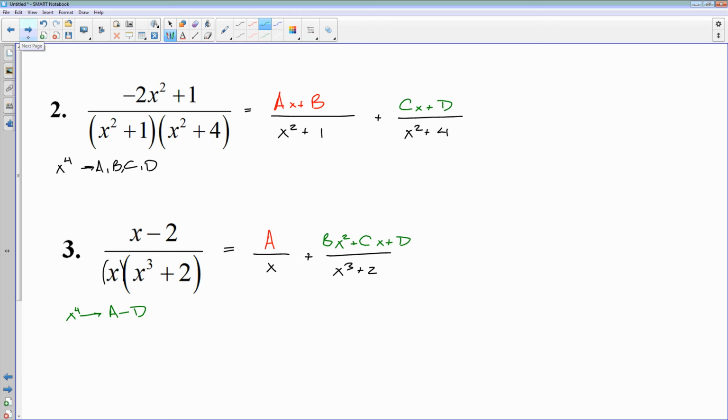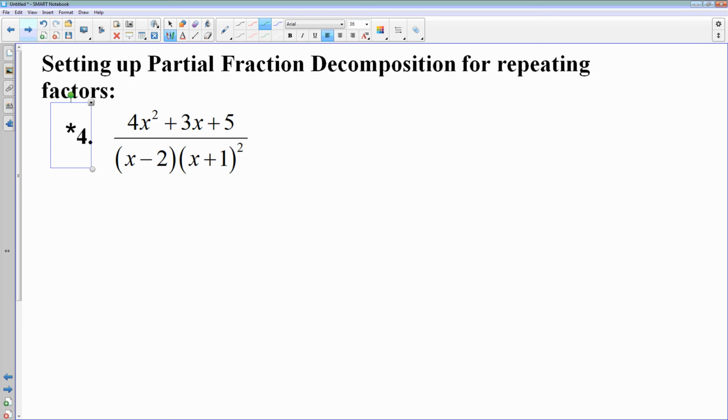Now we need to look and see what we're going to do when we have repeated factors. So here's number 4, and we're going to come back and solve this one later. But let's just set it up for now. We have an x minus 2. That's a linear factor, so this one's not going to be too tough. That's your normal straight up linear factor. It's not repeated, nothing funky going on. So I know that it's going to start off with something over x minus 2, and since that's just a straightforward linear factor, I'll go ahead and put an a over that.